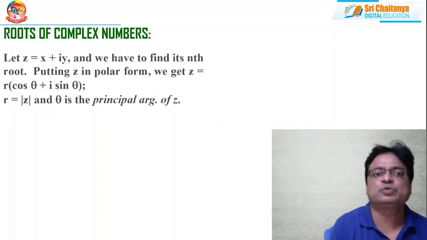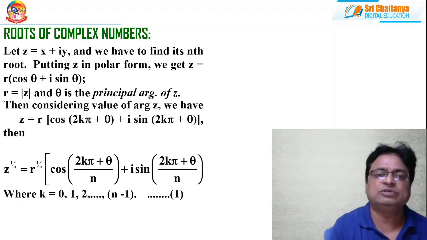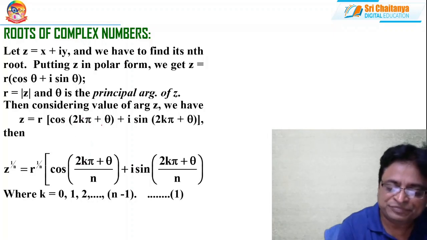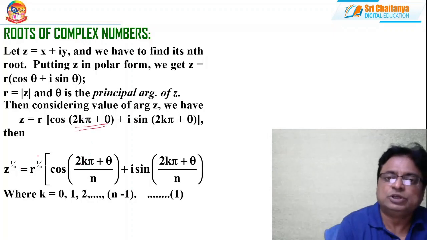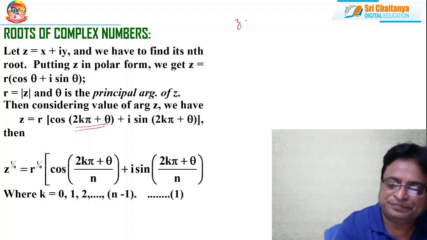The remaining values we can write in the form of a general value. That general value I can write by just adding 2kπ to the value for theta. So suppose z is equal to r(cos θ + i sin θ). Now I am generalizing the thing.